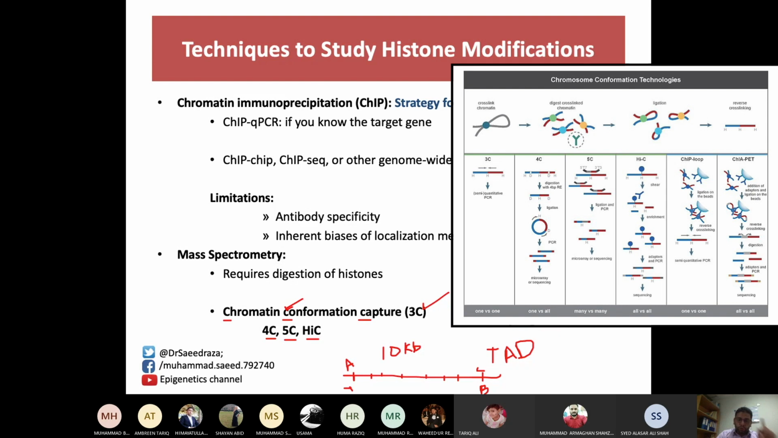So if you know just one gene of interest and you do not know any other information, you could go for Hi-C, or you could go for 5C. But if you know one gene and another gene, you could go for 3C. So understand this.